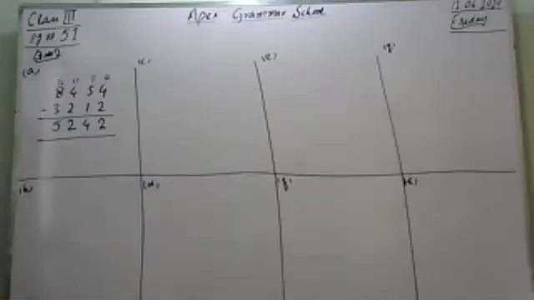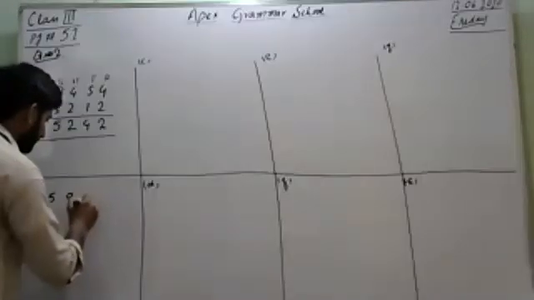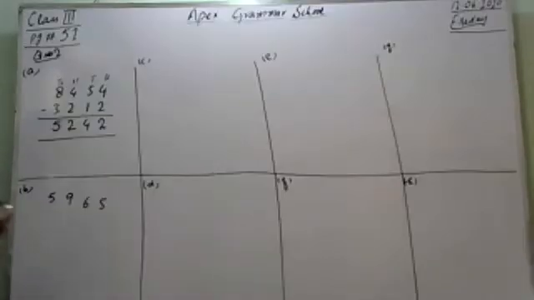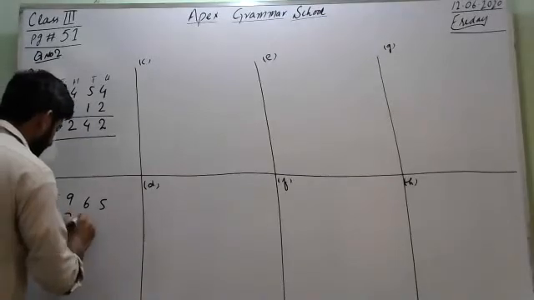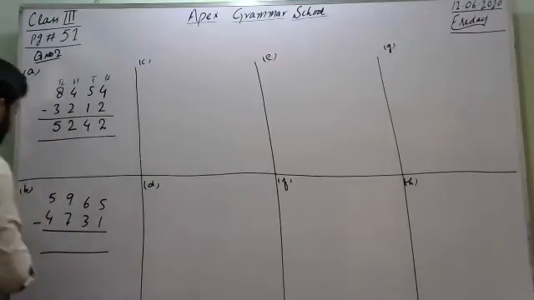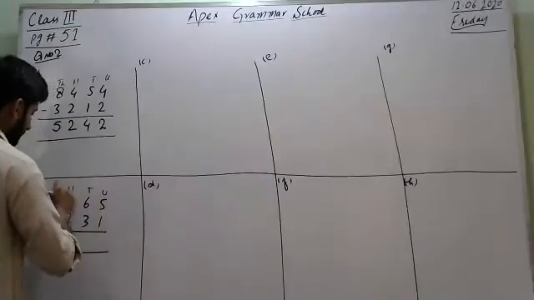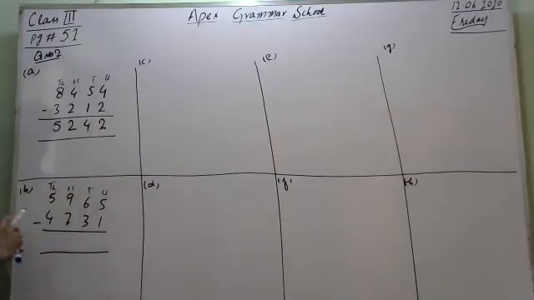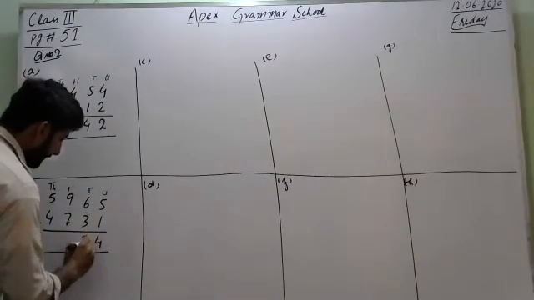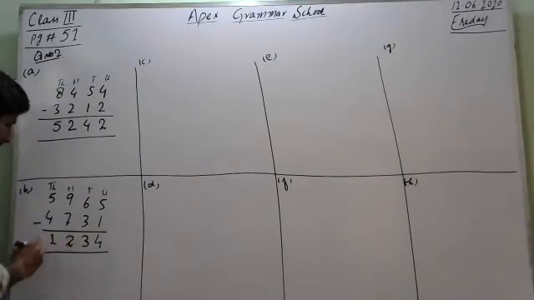B part of this question is 5965. Next number is 4731. Five minus 1, 4. 6 minus 3, 3. 9 minus 7, 2. 5 minus 4, 1.